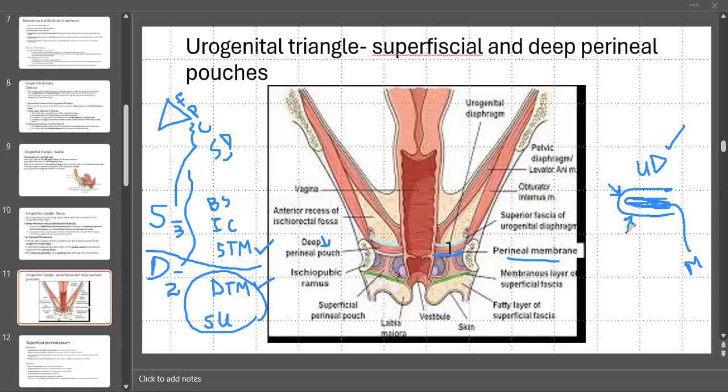What is the lower layer of the deep perineal pouch called? Perineal membrane. Because right below the deep pouch we have the superficial pouch, and these two are separated by the perineal membrane. You have this information. And what is the upper layer called? Actually, the upper layer is called nothing. It is just the upper layer of the urogenital diaphragm. That's all. Is this thing clear? That is how urogenital diaphragm is made?